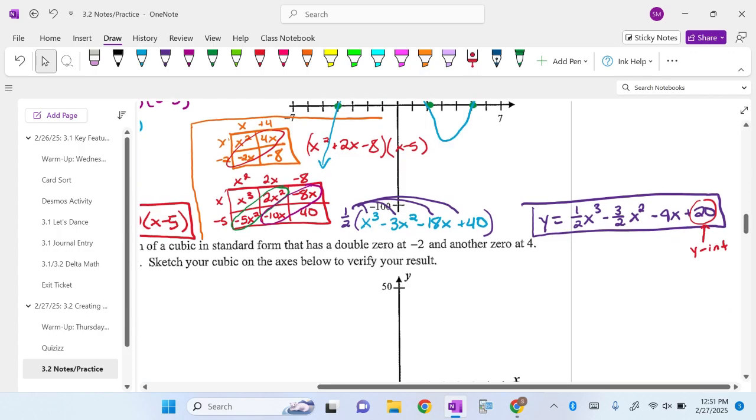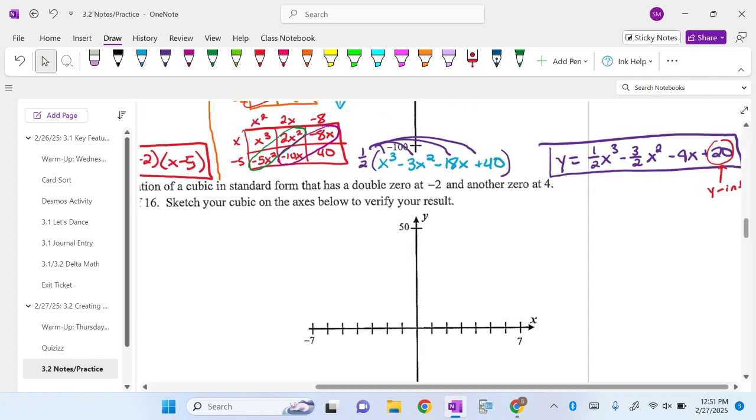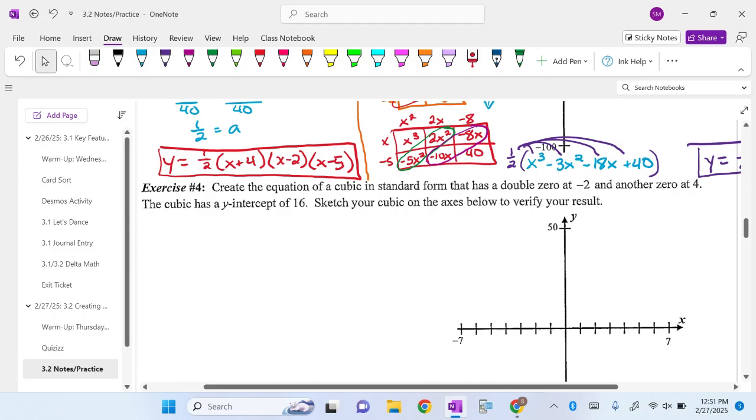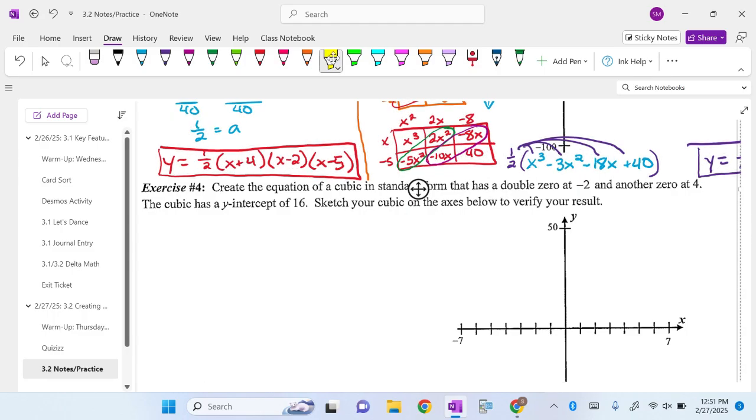All right. Last thing I want to go through, and we're not going to go through the entire process of putting it in standard form. I just want to at least put this one in factored form. All right. Because it's just how the wording is. So we're creating an equation of a cubic function in standard form, or in this case, we're just hoping for factored form, that has a double zero of -2 and another 0 at 4. What's another name for 0? X-intercept or root. And then it has a y-intercept of 16.